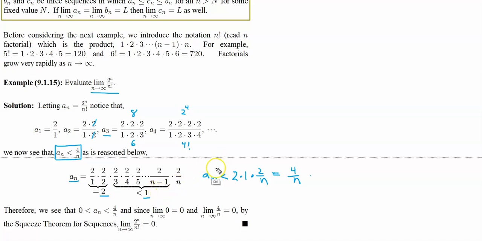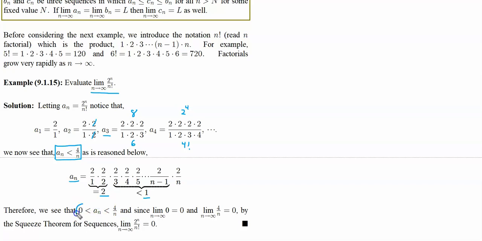Now we can state this. So the a sub n's are always bigger than 0, of course, but they're also always going to be less than 4 over n. We've just determined this part of the inequality. And this piece, of course, is true right here, because the numerator and the denominator are always positive. So that's going to be true.